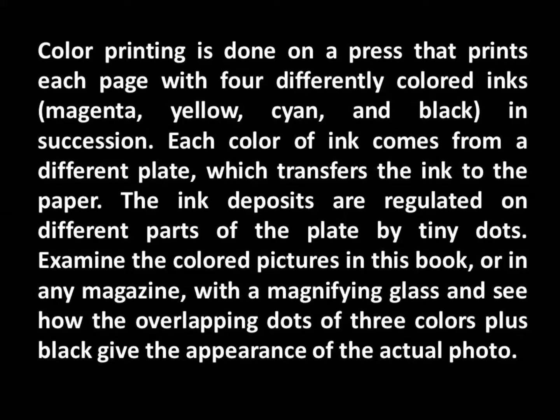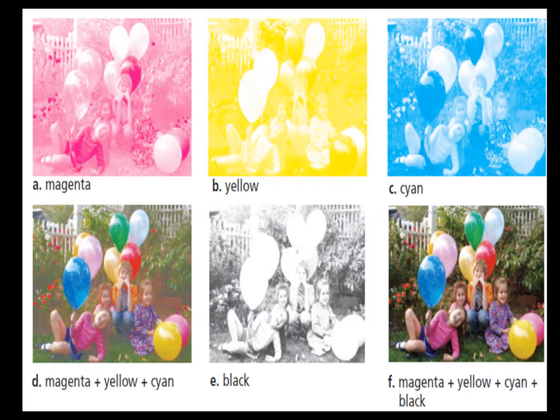Examine the color plates in this book or in any magazine with a magnifying glass and see how the overlapping dots of 3 colors plus black give the appearance of the actual picture. So it's these dots that combine to form the picture. If I had a picture of 4 kids at a birthday party, and just used magenta, it would look like A. Just yellow, it would look like B. Cyan, C. Now, if I mixed all of the magenta, yellow, and cyan, I wouldn't have any of the shadows, nothing to make it crisp.